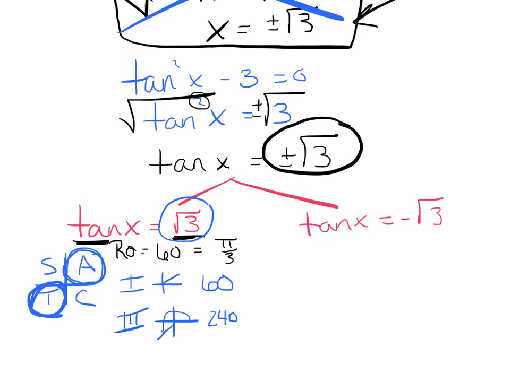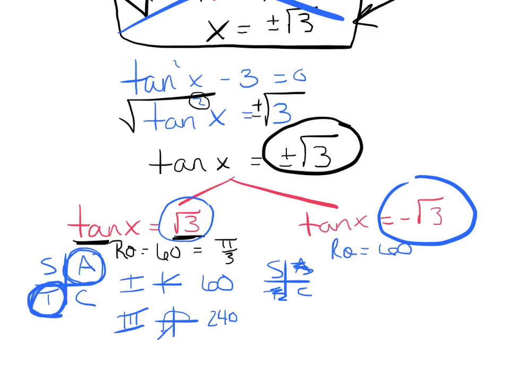Alright, now, let's go do the same thing for my negative radical 3. My reference angle is still the same. I'm still saying 60 degrees. And I'm going to put myself in the correct quadrants. All Students Take Calculus. I need to be negative tangent, so I can either be in quadrant 2 or 4. And if I draw my 60 degrees in quadrant 2, there's my reference angle to the x-axis. That makes a total of 120. And if I draw it in 4, there's my 60 degrees. Gives me a total of 300.